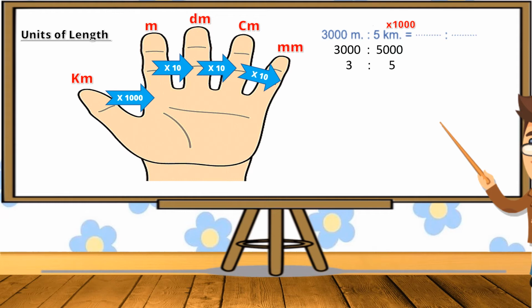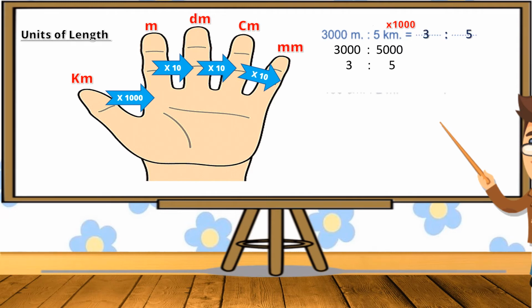Then let's learn again the steps to put this example in the simplest form. First, we convert from the greater to the smaller, from kilometer to meter, by multiplying by 1000. Then we make the simplest form of the numbers by removing the 3 zeros with the 3 zeros, then the result will be 3 to 5.